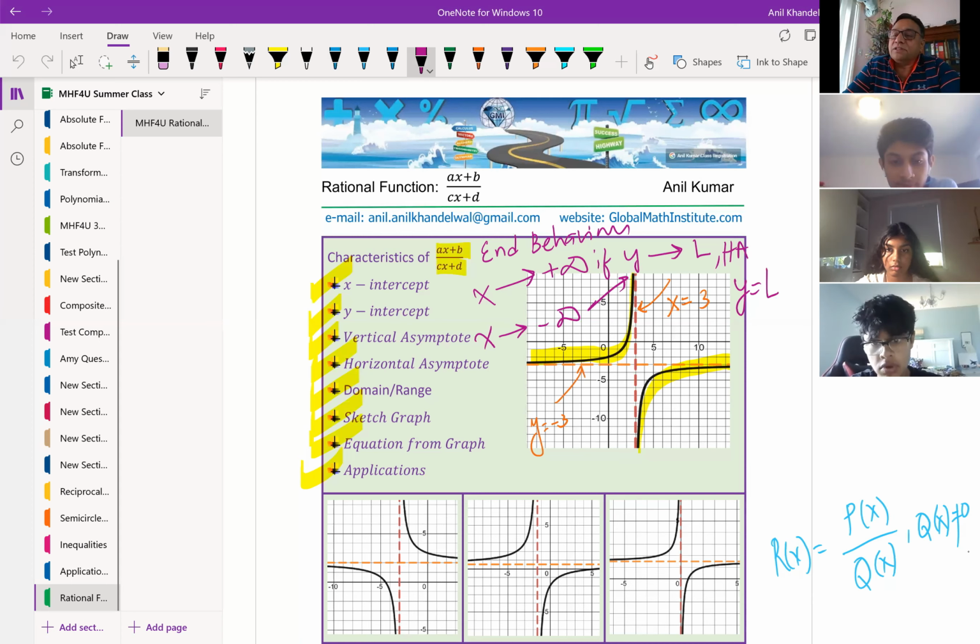Well, there are cases where there may not be any horizontal asymptote. We'll look into those cases later. But if you have an equation of the type shown here, ax plus b over cx plus d, it will always have one horizontal asymptote.